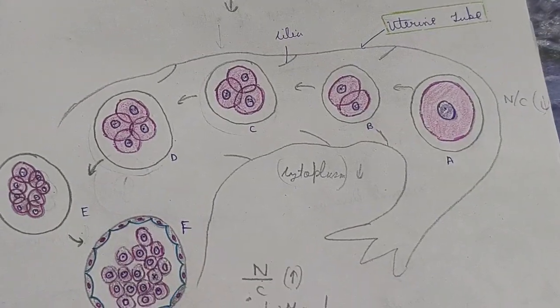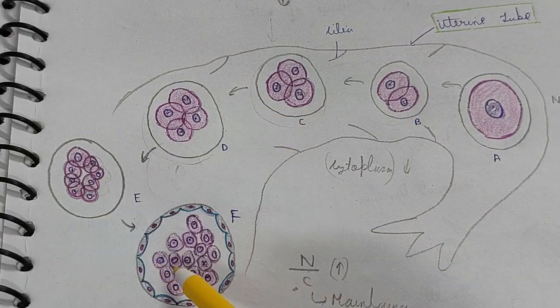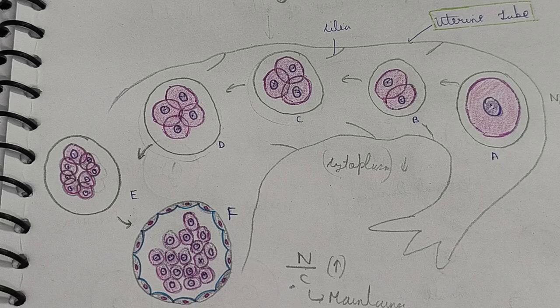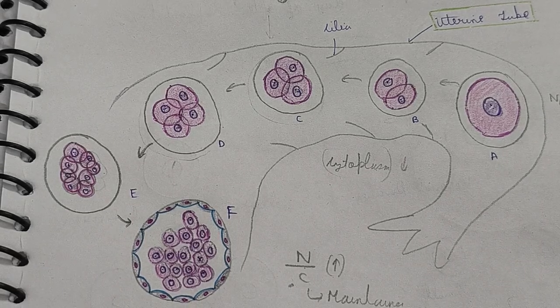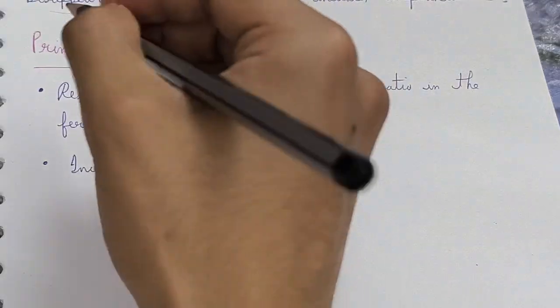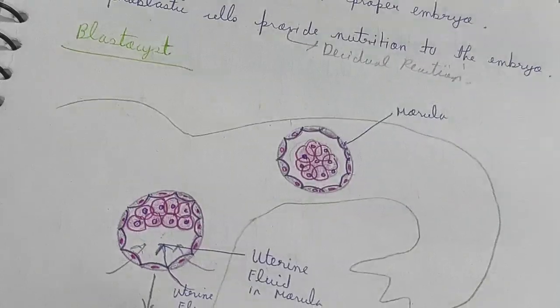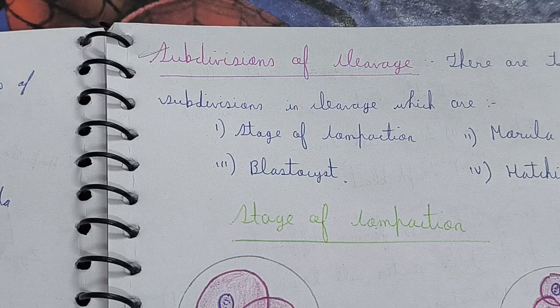You can see here also that through the cleavage process, the number of cells in the fertilized ovum goes on increasing, and this is the second important effect, to increase the number of cells. So the principal effects of cleavage and the subdivisions of cleavage are completed.